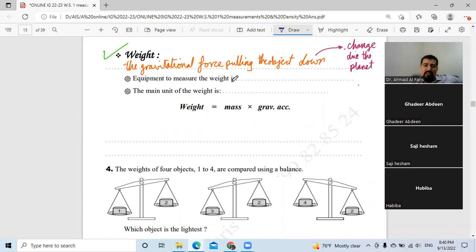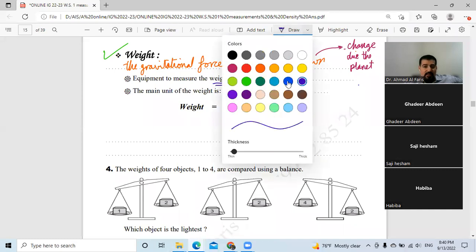Equipment to measure the weight. What are the instruments that we need to measure the weight? Bravo, another one: spring scale. I can say balance scale. Balance scale measures what? To measure mass. Spring scale, what else?